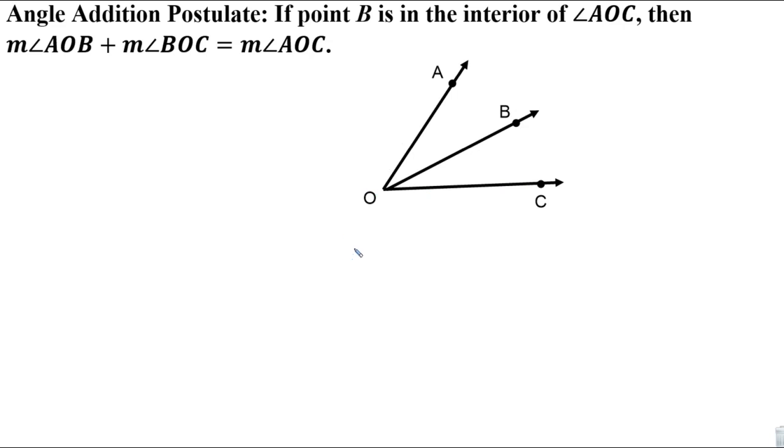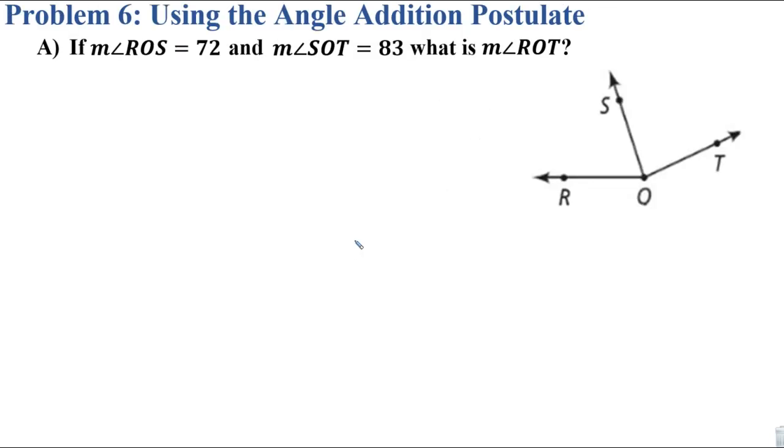It's something we'll just kind of accept as true. And again, they'll be important as we do a lot of different problems where we're solving for angle measures as we go all the way through geometry. So let's go ahead and put that angle addition postulate to use. So problem 6, part A says if the measure of angle ROS is 72 degrees and the measure of angle SOT is 83 degrees, what's the measure of angle ROT?